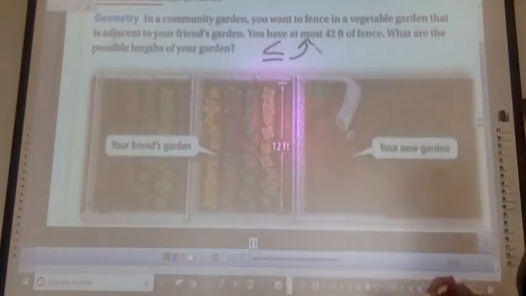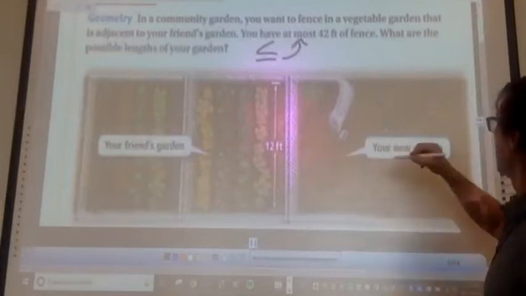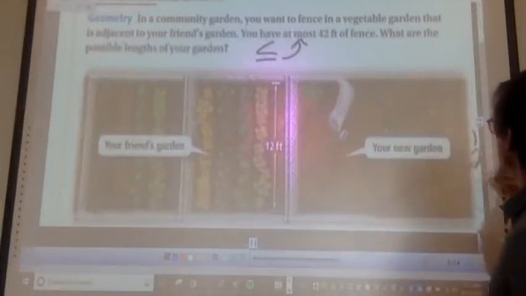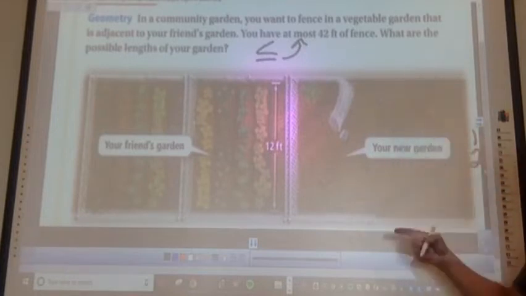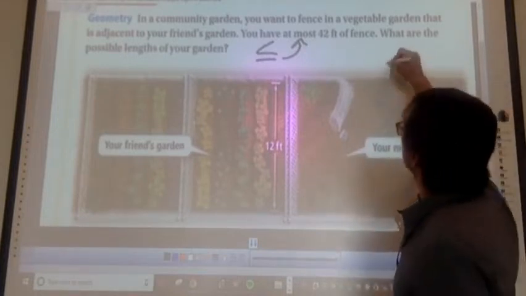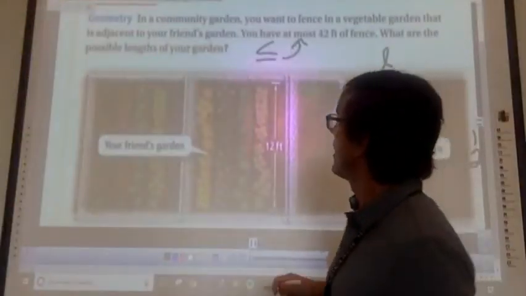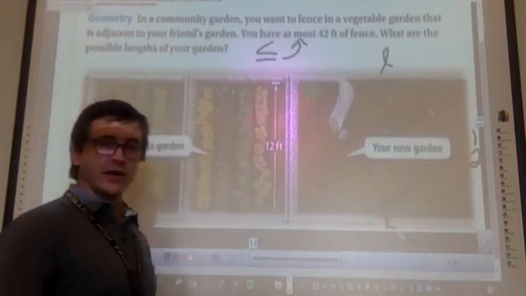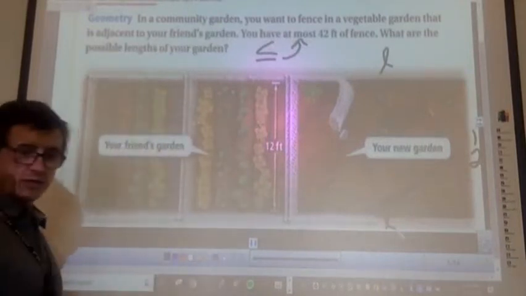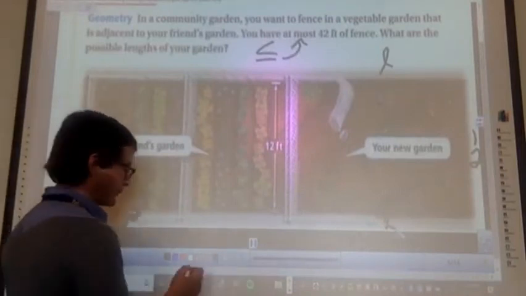Excellent. Okay, so if we have 12 feet on this left side, we also have 12 feet on the right side. We do not know the lengths. Those are just L's. I like to write the L's like cursive. So we have all the pieces to write this equation. Is there anybody brave enough to write the equation? Give me a shot. Tell me what it is out loud.